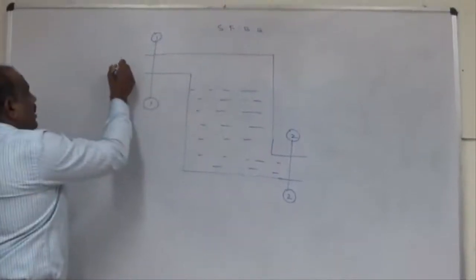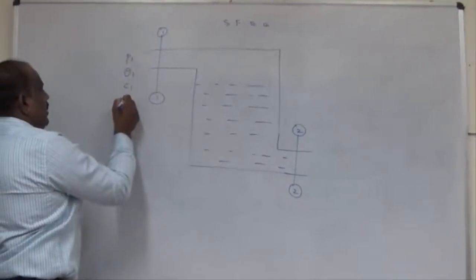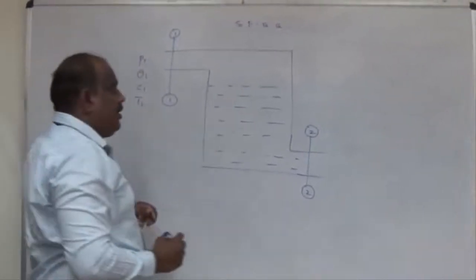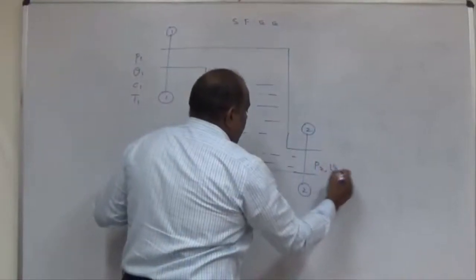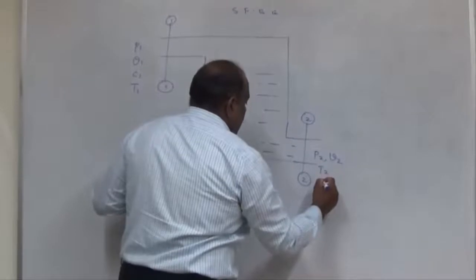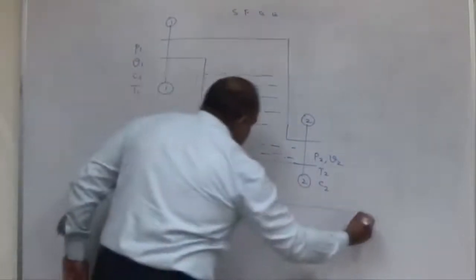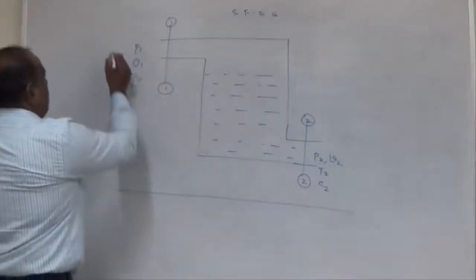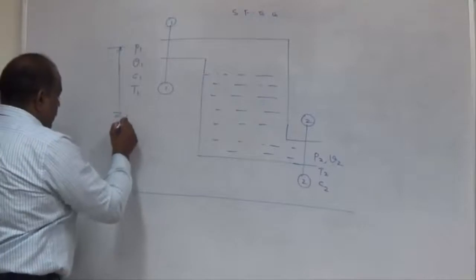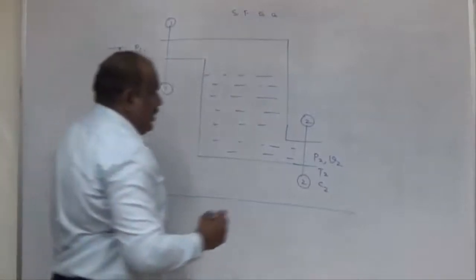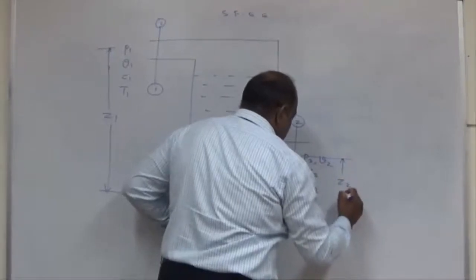The properties at the inlet are pressure P1, specific volume V1, velocity C1, and temperature in Kelvin T1. Similarly, the properties at the exit are P2, V2, temperature T2, and velocity C2. And let us assume a datum. From the datum, we will measure the height. Let us define this height as Z1 at the inlet, and at the exit let us assume this height to be Z2.